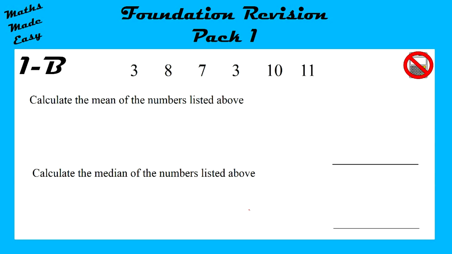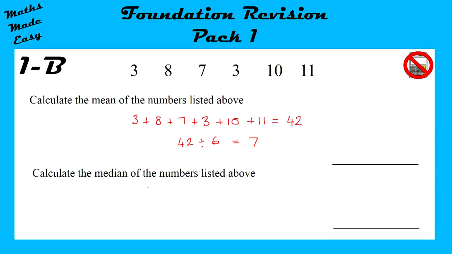1b. So to calculate the mean of these numbers, same as before, I'm going to need to add them all together. So 3 plus 8 plus 7 plus the 3 plus the 10 and the 11 gives me a total of 42. Now there are 6 numbers there, so I'm going to need to do 42 divided by 6, which is 7 for the mean.